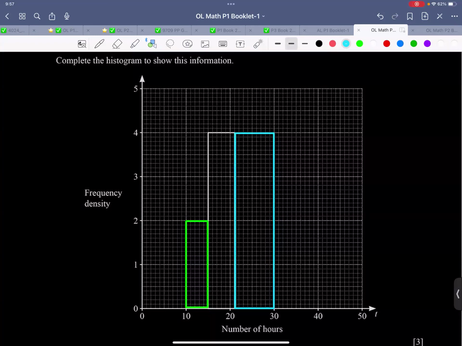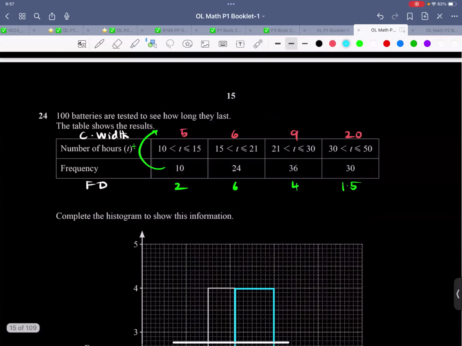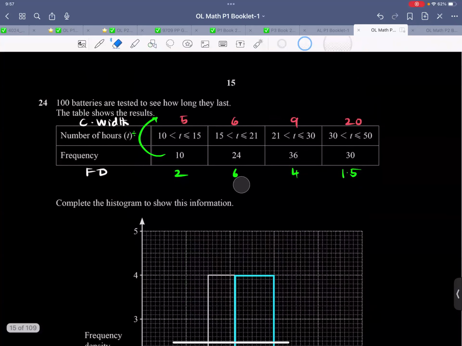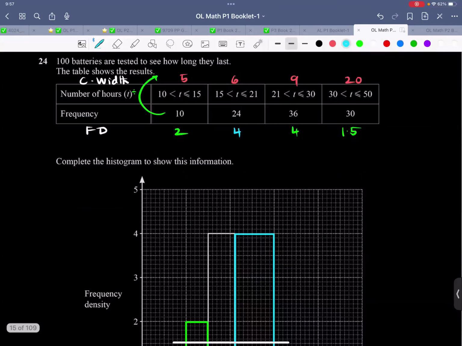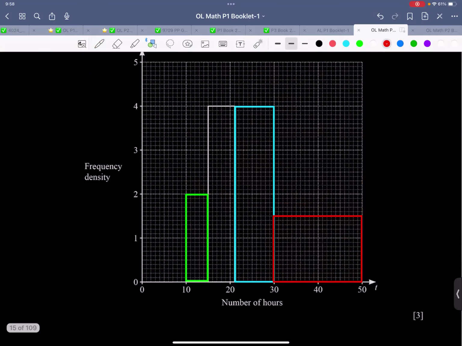Okay, that's the next one. The second one, 24 over 6 is also 4. So let me just do the correction. This was a 4. Okay, so 2 are of the same height. And the third one, 30 to 50, the height is 1.5. So this is 1.5. I think that's this one. Okay, that's the third one.